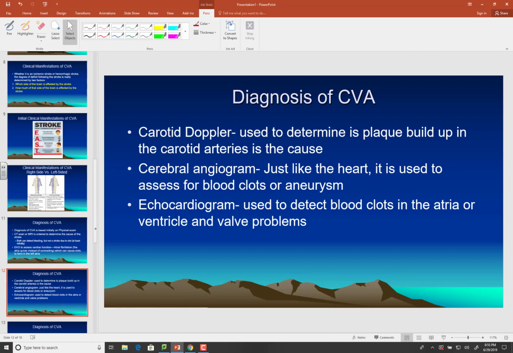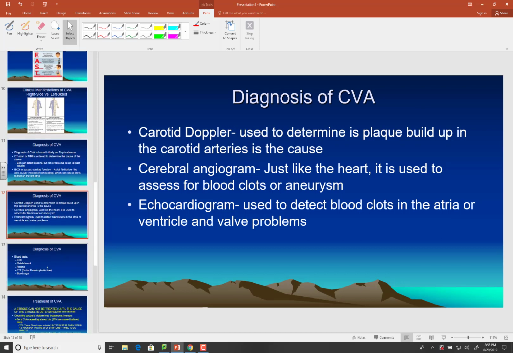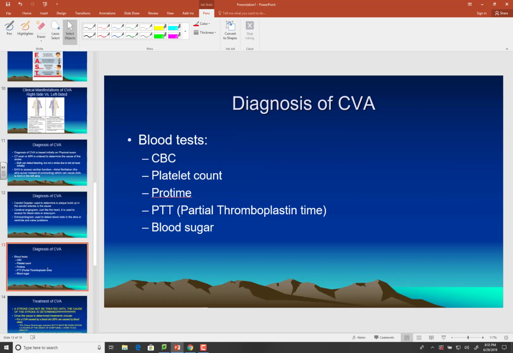All right, so you want to look at those tests, and then some blood work too. You're going to look at a CBC, and what you really want to do is look at the platelet count and see if they're bleeding. And then you're going to look at the pro time and the partial thromboplastin time. We didn't go over this yet, but I have a video that I'd like you to watch for the final, and it's on blood clotting. So pro time looks at the intrinsic pathway, and the partial thromboplastin time looks at the extrinsic blood clotting pathway. Don't worry about that.